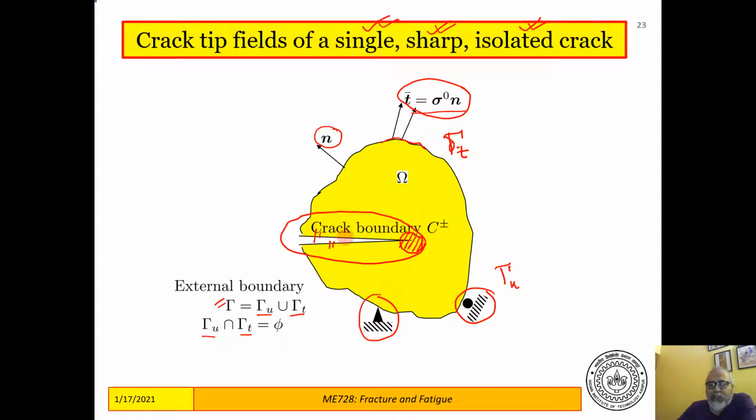The crack boundary, the upper boundary, we call C plus, and the lower boundary is called C minus. So these are the two crack boundaries, and then the boundary of the body is the remote boundary very far away from the crack plus the crack boundary. This together forms the boundary of the body. For the time being, we assume that the crack boundaries are traction free, so no tractions are applied on the crack boundaries. All tractions that are applied are at the remote boundaries, that's shown here.